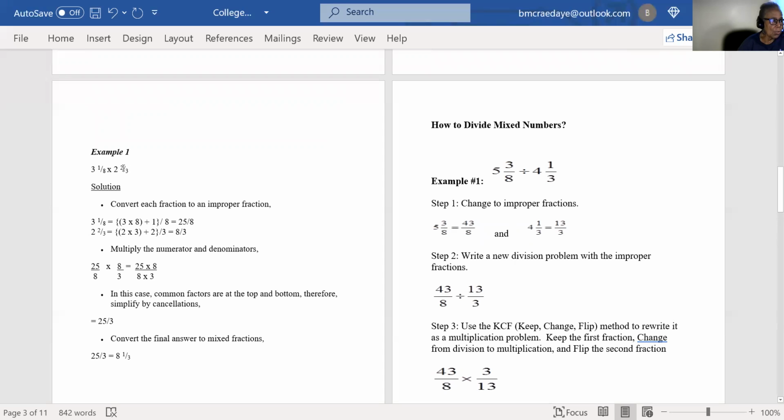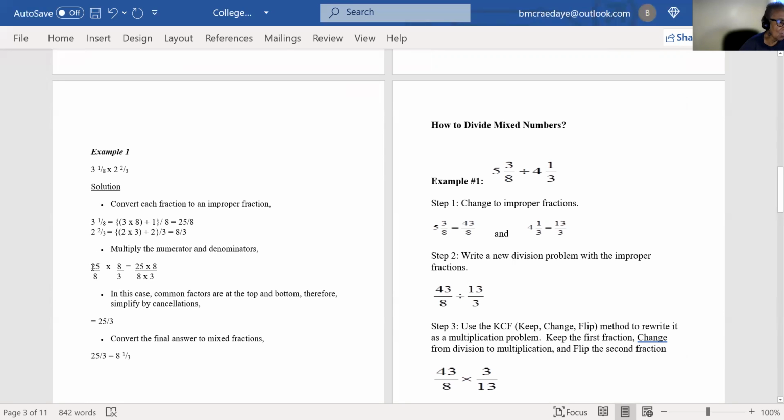The 2 2/3, you do the same thing. 3 times 2 is 6. Add the 2, that gives you 8 over 3. So you've done the first step. You converted each mixed number to an improper fraction. Now, you multiply the numerators and denominators. So you have 25 over 8 times 8 over 3.